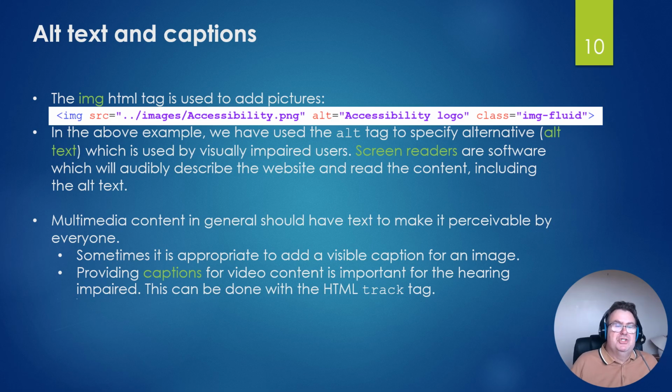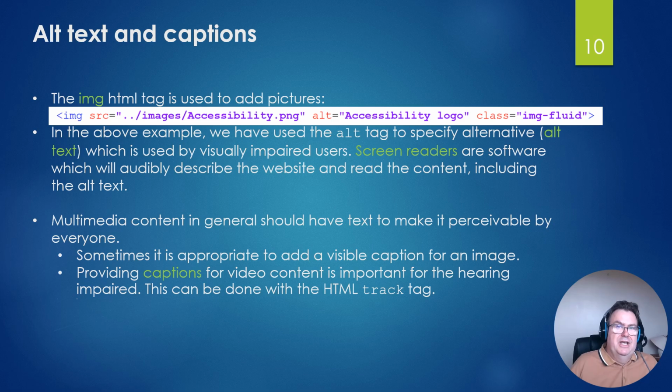Alt text and captions. The image IMG HTML tag is used to add pictures. And here's an element here in this white rectangle. Got the image tag, so the web browser knows it's a picture. We've told it which file it is, accessibility.png. But we've also given it an alt tag with some alternative text.